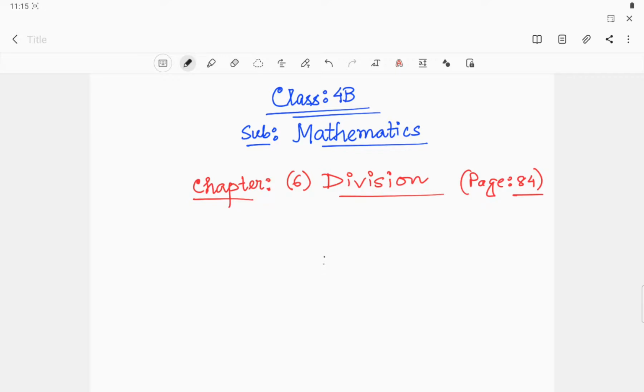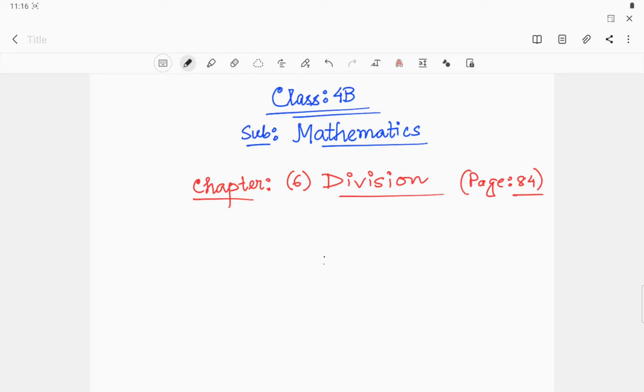This is another method. We have already discussed multiplication in the first unit, and I told you that multiplication is called repeated addition. So to avoid the repeated addition, we do multiplication. Similarly, division is called repeated subtraction. So to avoid repeated subtraction, we do division, right? You can say division means equal sharing.